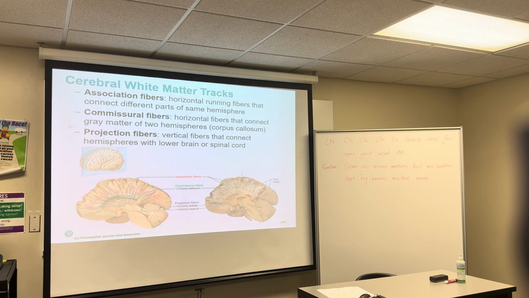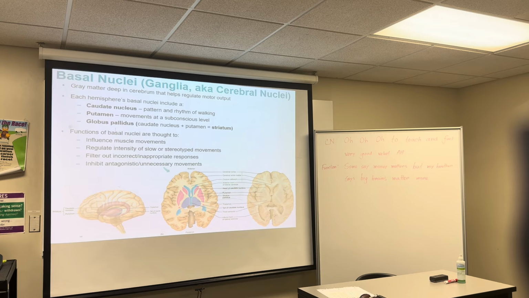So the association fibers are the horizontal running fibers that connect different parts of the same hemisphere. So it's going right to the right, but from the lower part to the upper part, right? So diencephalon to the cerebrum. And then commissural fibers are horizontal fibers that connect gray matter of the two hemispheres. So these are between the right and the left hemisphere, which is the corpus callosum. And then projection fibers are vertical fibers that connect the hemispheres with the lower brain or the spinal cord.